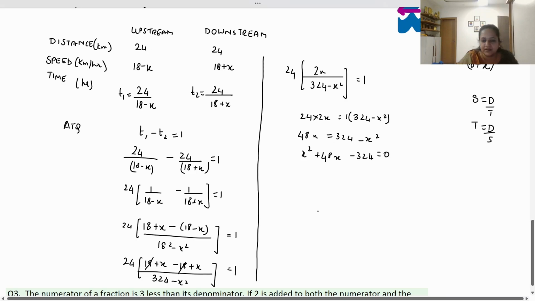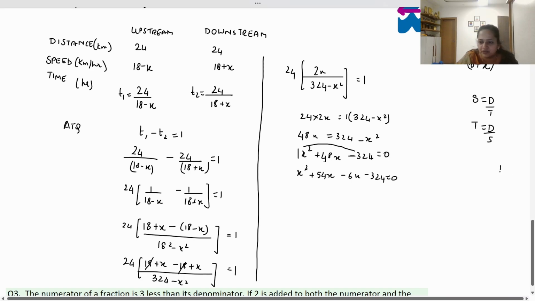I hope you have understood. We have 324 minus x square. We transpose x square to this side, so it's positive. 48 is already in its place, and we again transpose 324, it becomes negative. Factors of 1 into 324, which on subtraction will give me plus 48, is x square plus 54x minus 6x minus 324 is 0.